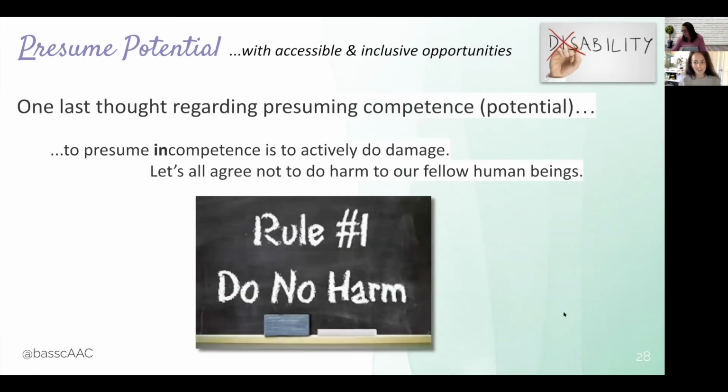And then one last thing, although I'm sure this will infiltrate all the other modules because it really does feed into everything else that we'll do, is to presume incompetence. To presume that there isn't a lot of learning potential, that our students have a level of what they're going to reach and we can't go beyond that, is to actively do damage. I remember learning about this term for the first time and thinking, that perception drives expectation, which drives opportunities. If we don't have that high perception, we're doing damage because we're not providing opportunities to learn. So rule number one, do no harm.